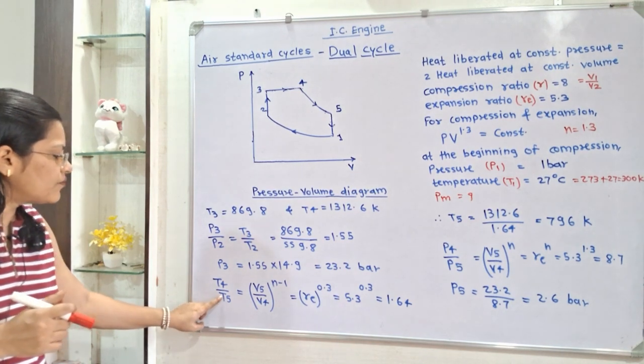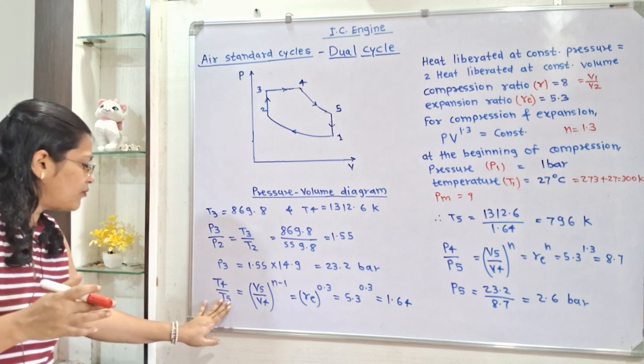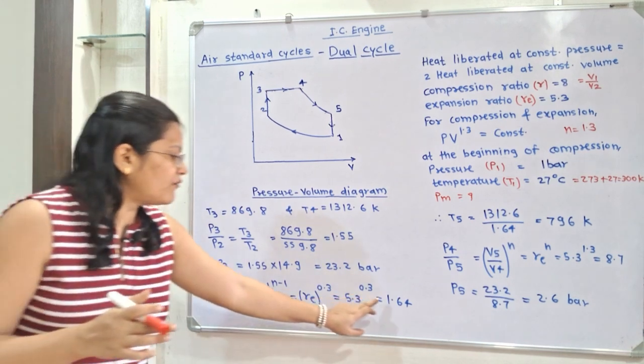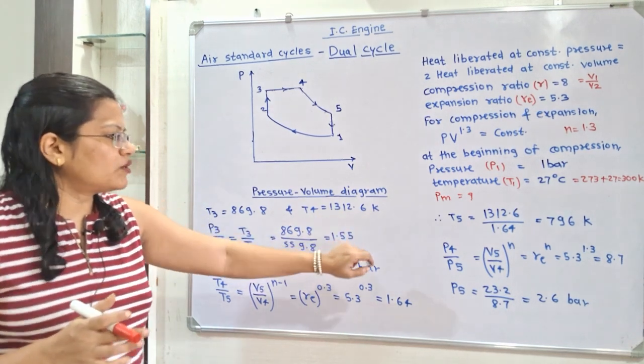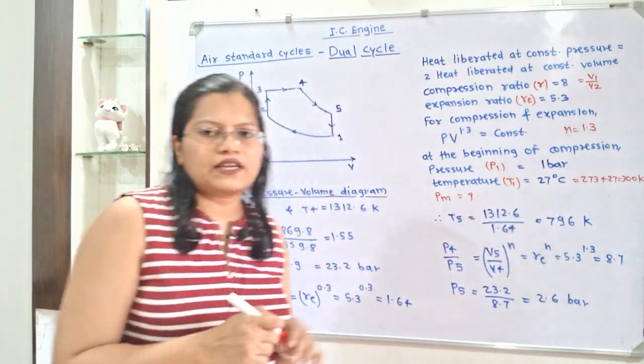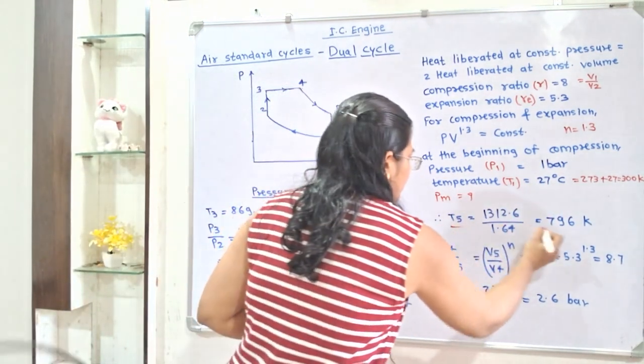Now we will find out the value of T5. So T4 divided by 1.64. This T4 we have calculated. So T5 is 796 Kelvin. So we get the value of T5 also.